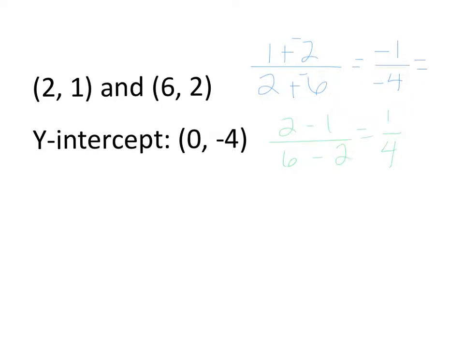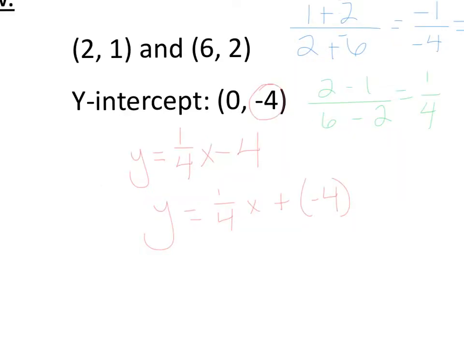Notice that when we end up with -1 over -4, if we think of this as a division problem, -1 divided by -4, we would end up with +1/4 because both the signs are the same. So that's how they are equivalent, equal to 1/4. So our equation is y equals our slope of 1/4 x. Our y-intercept is 0, -4. It's a negative, so we write -4. Now if you want to write plus -4, it is not wrong to write it that way. You just usually won't see math teachers write it that way.